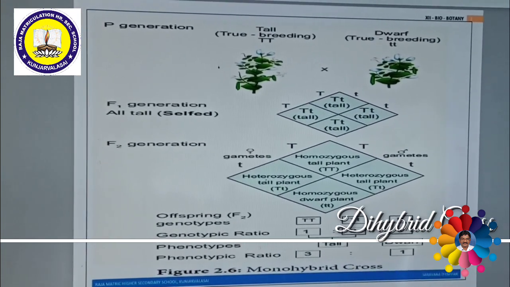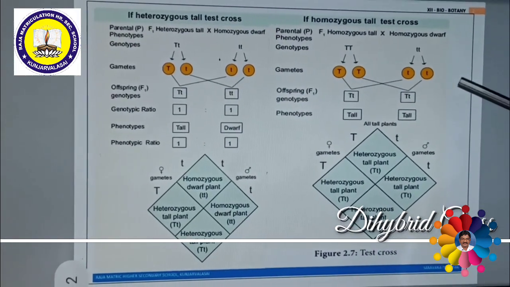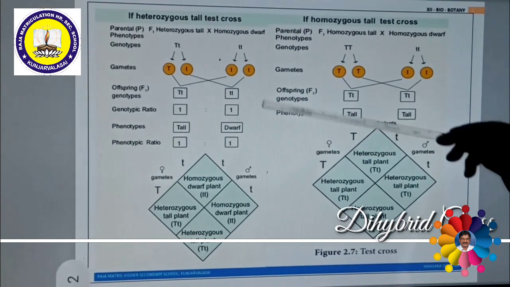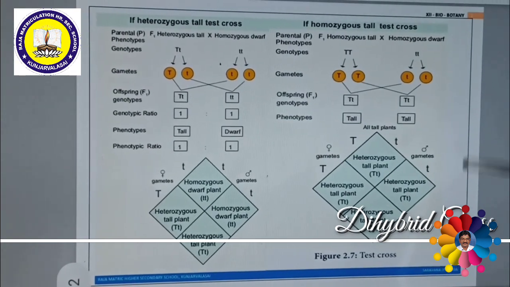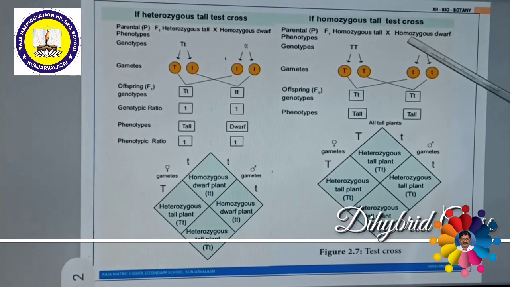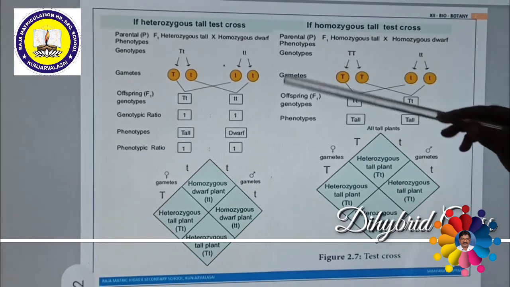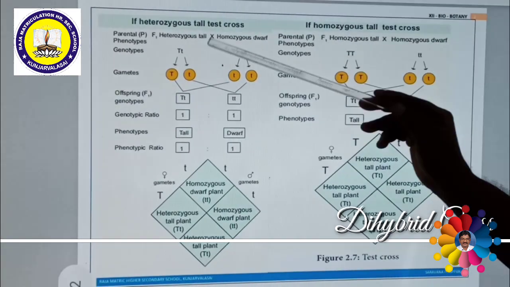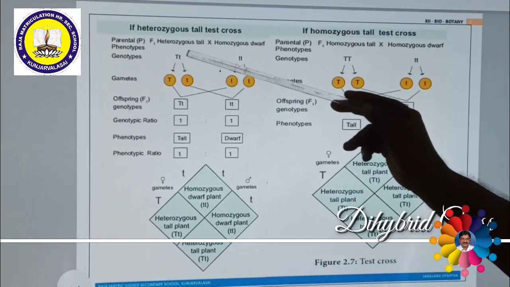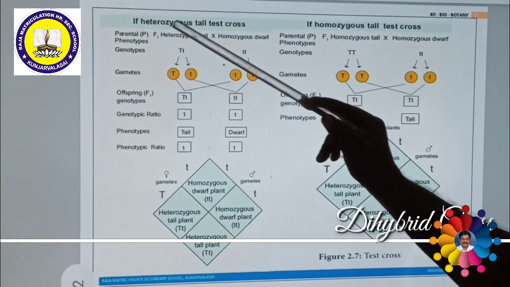In the meantime, we should understand about the test cross. Test cross means what? We have also seen this in the previous class. Once again, we shall see about the test cross. What do you mean by test cross? A test cross is nothing but a homozygous recessive parent crossed with an individual having an unknown genotype. Whether it is homozygous or heterozygous, tall or dwarf, whatever it may be, it is unknown.